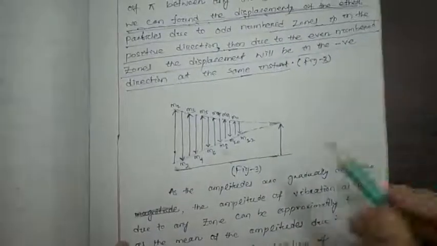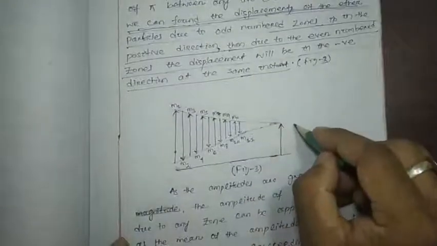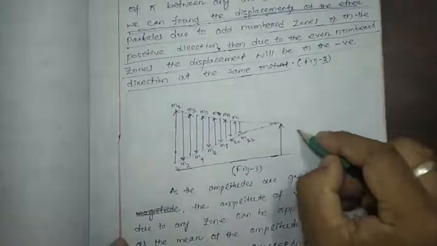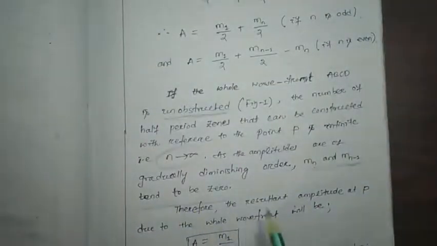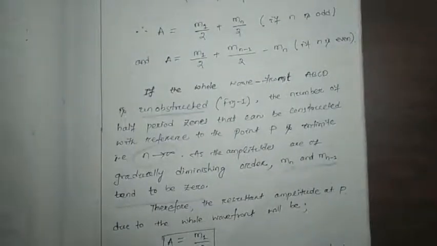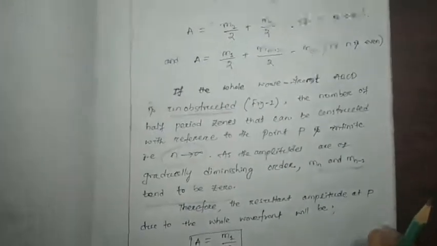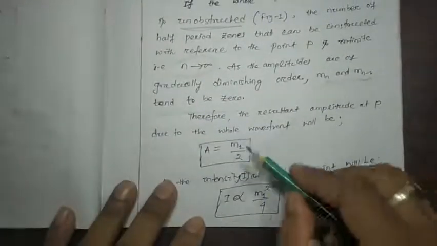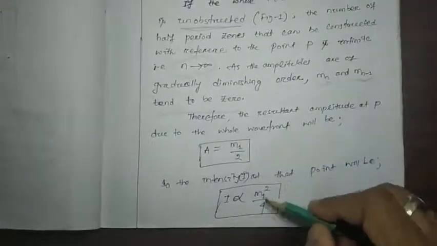And if we consider n number, which is m1, m2, m3 up to m_n, and n tends to infinity, what will the amplitude be? The amplitude will be 0. Therefore, the resultant amplitude at point P will be this term, and this term cannot be considered. Only m1 by 2 we are going to consider. So the intensity at that point will be proportional to the amplitude square, that is m1 square by 4.